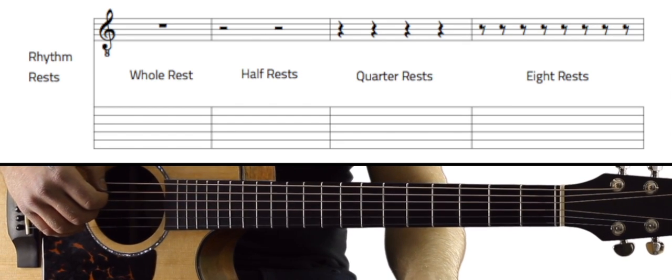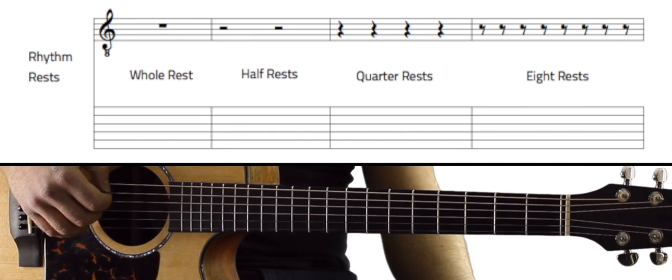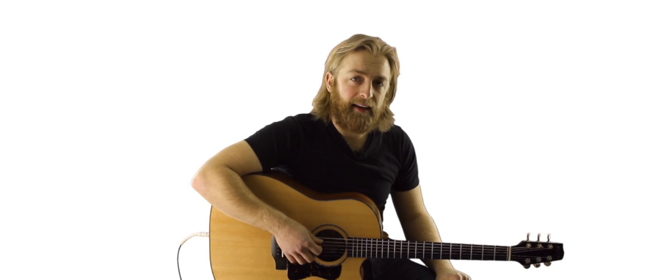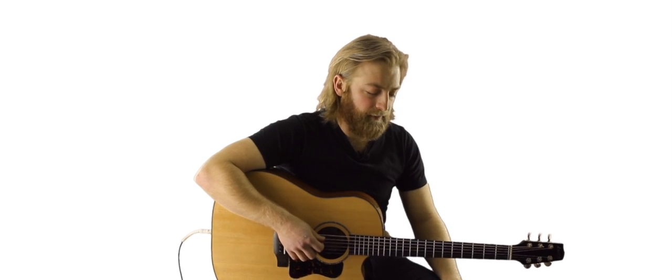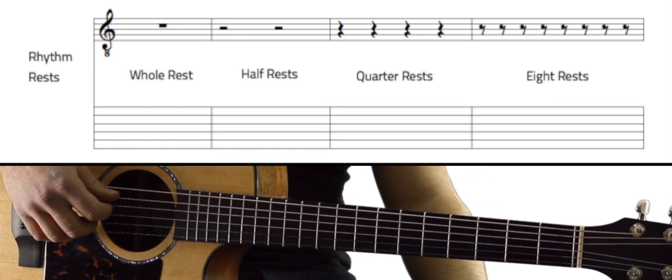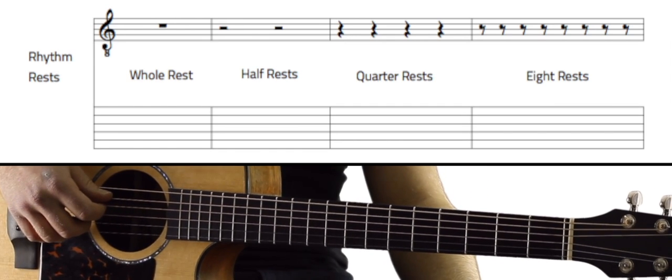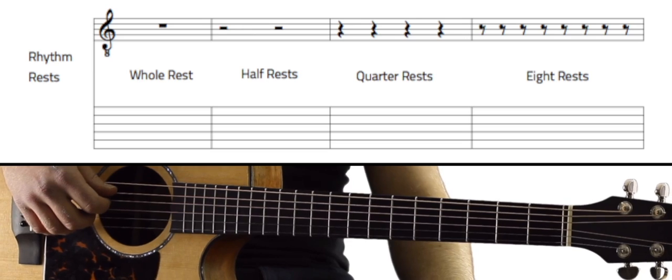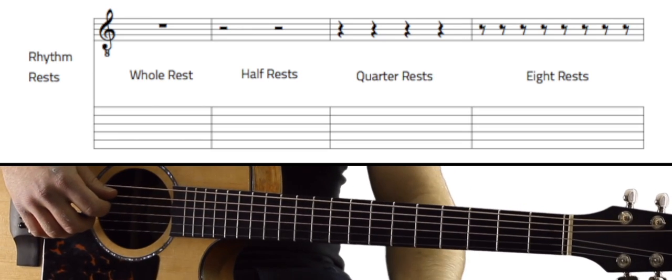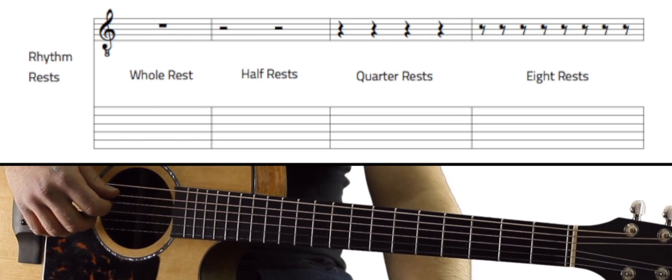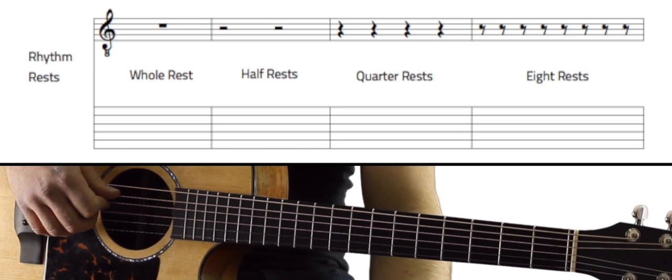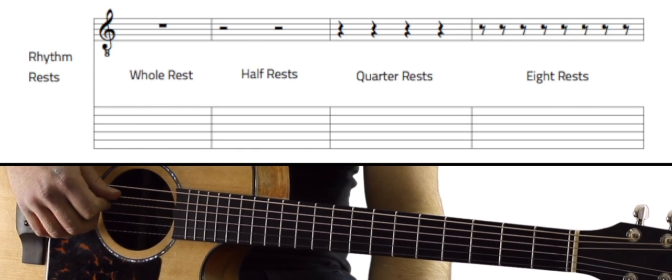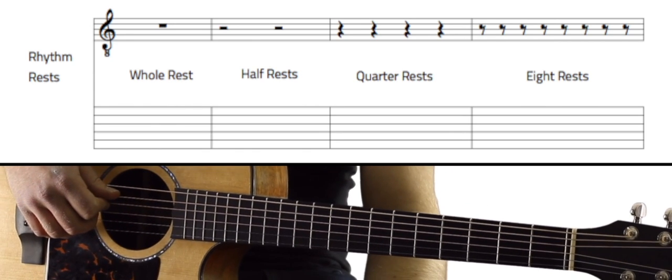And the whole notes and the whole rests are the same. So if you see that little upside down hat that you can see in that whole rest measure, that means you don't play anything for 4 beats if we're in 4/4 time. 1, 2, 3, 4. You don't play anything. A half rest, just like the half notes in 4/4 time, means you're going to not play anything for 2 beats. 1, 2, 1, 2.